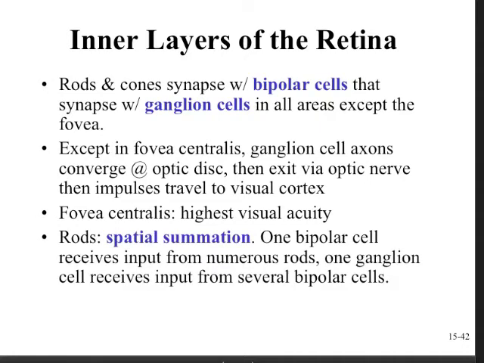Rods are responsible primarily for spatial summation. One bipolar cell gets input from a lot of different rods, and one ganglion cell gets input from several bipolar cells, and as a result, the rods don't give us a lot of visual acuity.